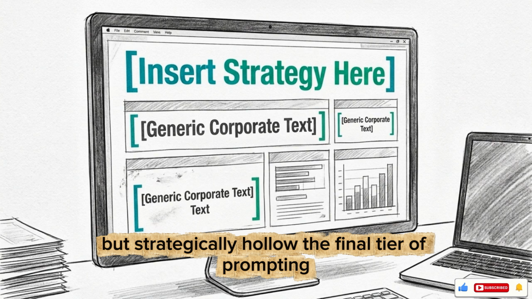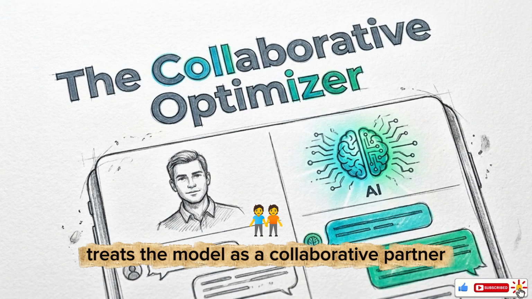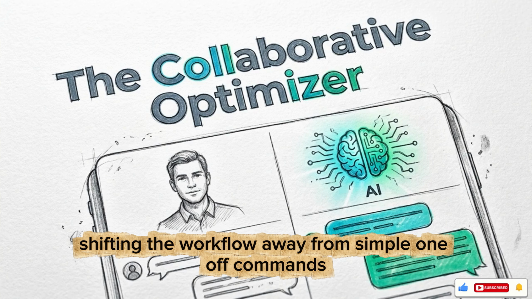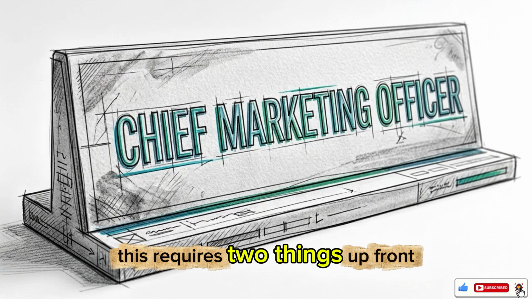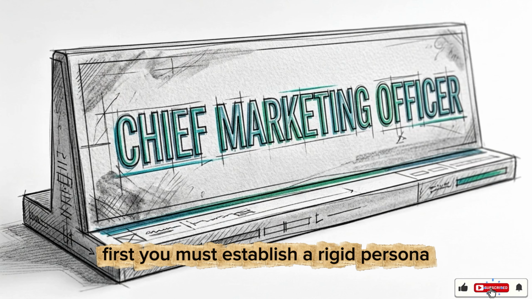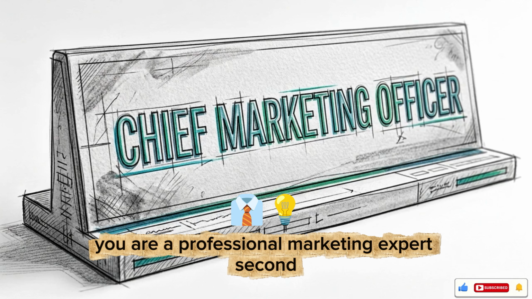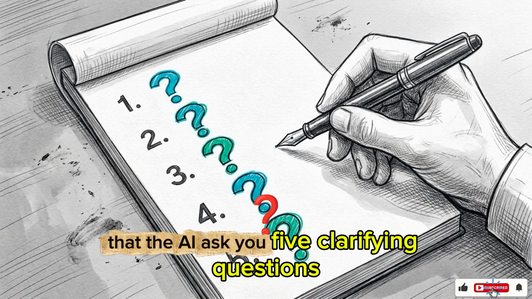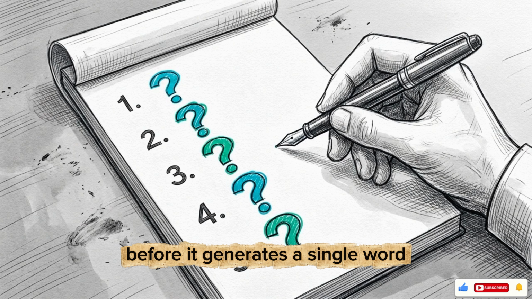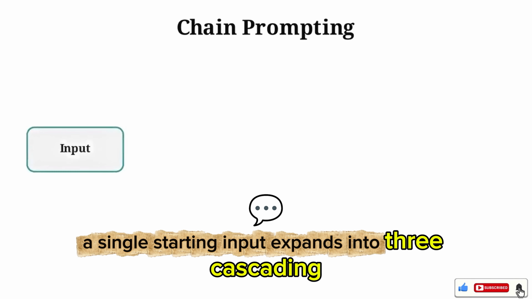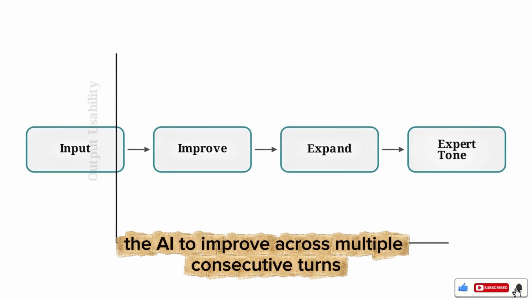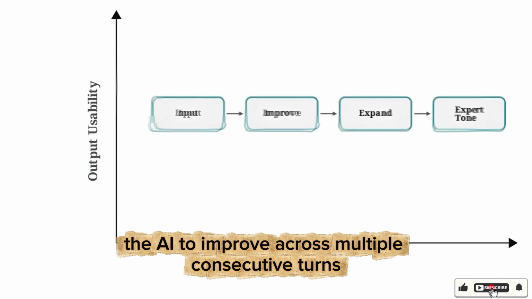Accelerated ideation builds a foundation fast, but without heavy human curation on your end, the final outputs remain structurally sound, but strategically hollow. The final tier of prompting treats the model as a collaborative partner, shifting the workflow away from simple one-off commands. This requires 2 things up front. First, you must establish a rigid persona. You are a professional marketing expert. Second, you demand that the AI ask you 5 clarifying questions before it generates a single word. This is chain prompting. A single starting input expands into 3 cascading feedback loops. You iteratively command the AI to improve across multiple consecutive turns.